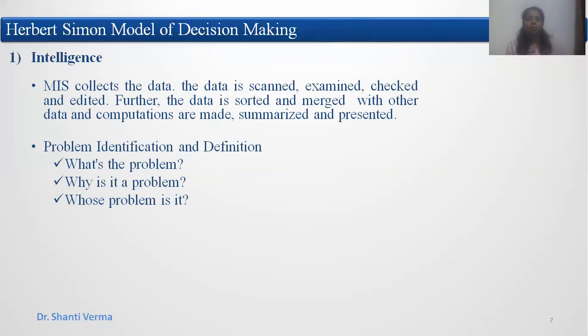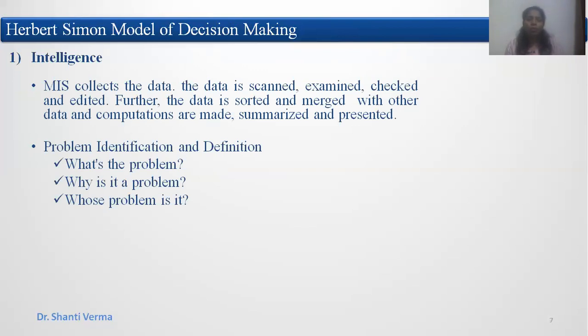Let's discuss the first step of the Herbert Simon model of decision making, that is intelligence. MIS collects the data. The data is scanned, examined, checked, and edited. Further, the data is stored and merged with other data, and computations are made, summarized, and presented. Intelligence identifies the problem identification and the definition.